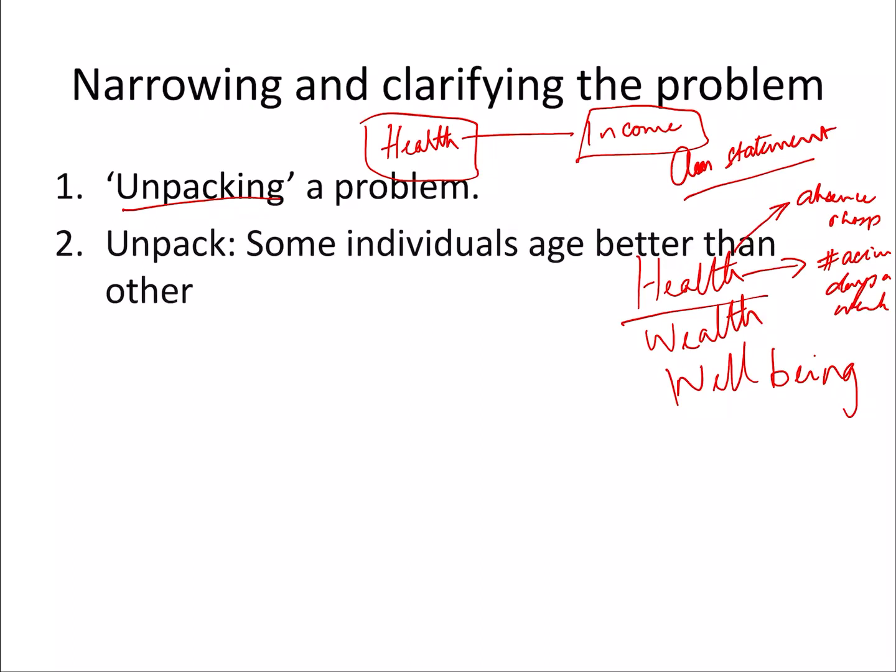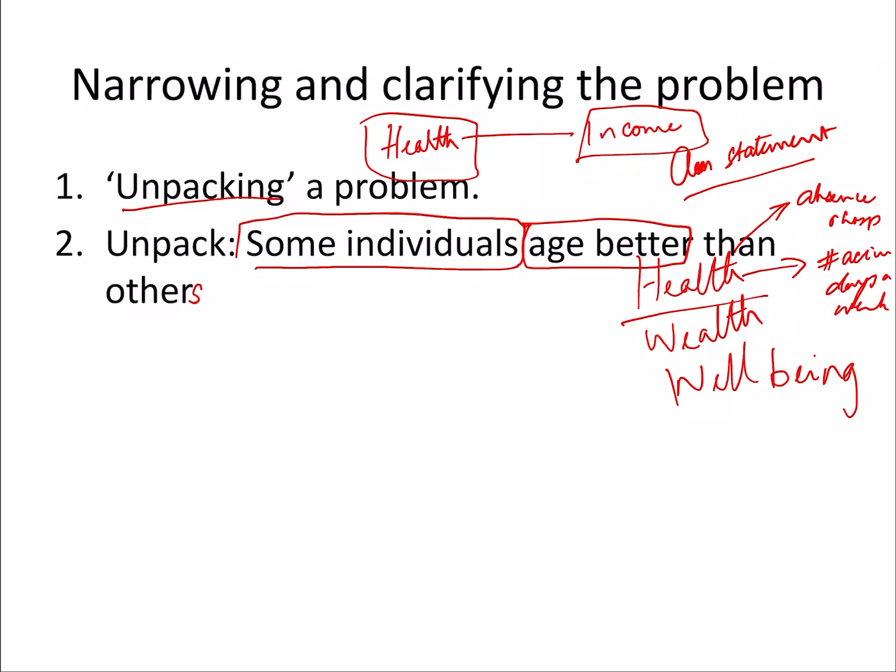So let's try a hypothetical unpacking exercise. Some individuals age better than others. There should be an S here, and I apologize for that. So when we think about this statement, if we want to unpack the big key concepts here, we have to unpack what we mean by some individuals. What do we mean by age better? Okay. So these are the two big concepts, and we have to break them down to understand what it is that we truly want to say that we can measure.